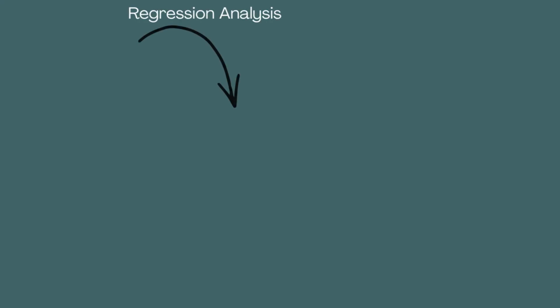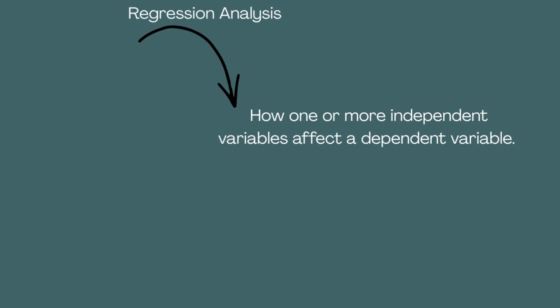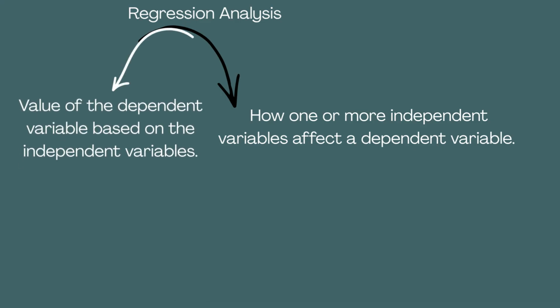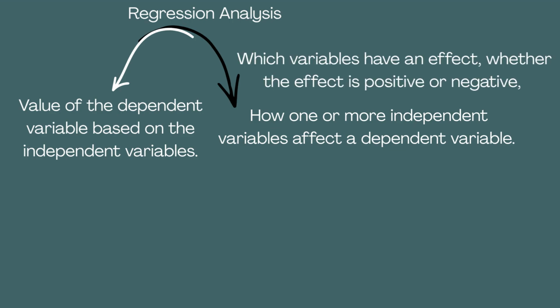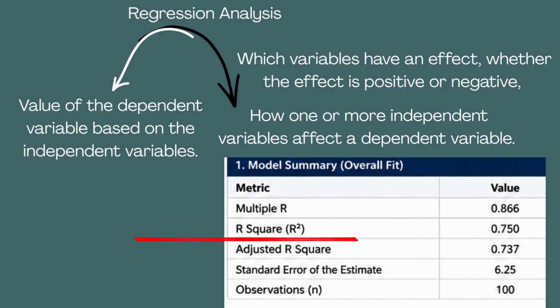Regression analysis. Regression analysis shows how one or more independent variables affect a dependent variable. It also helps researchers predict the value of the dependent variable based on the independent variables. The results show which variables have an effect, whether the effect is positive or negative, and how strong the effect is. They also show how well the regression model explains the changes in the dependent variable, often using R², for example, an R² of 0.75 means the model explains 75% of the variation in the dependent variable.